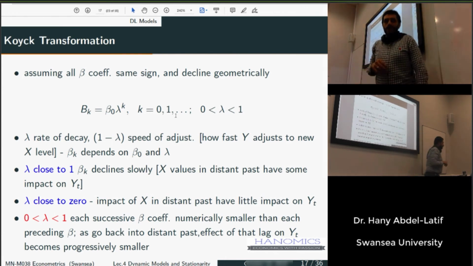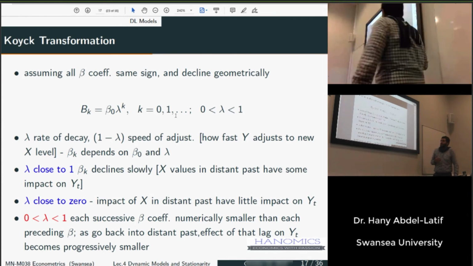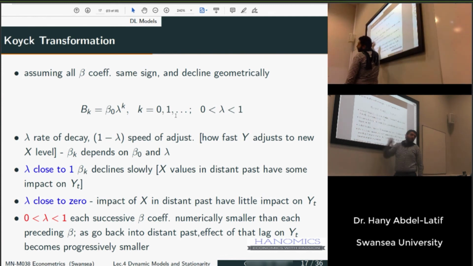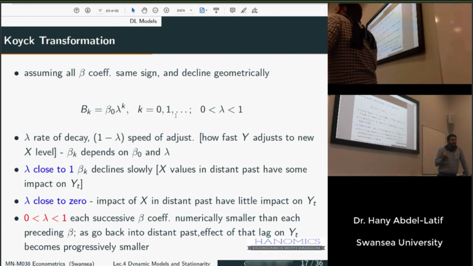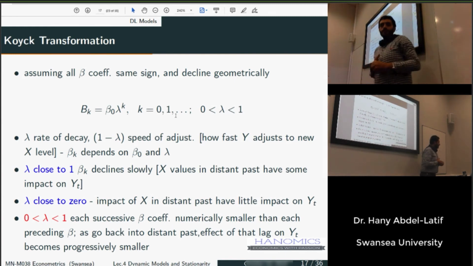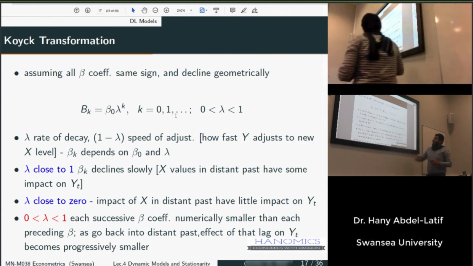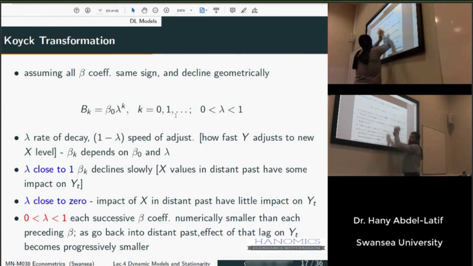Lambda here is a value between 0 and 1, and it's called the rate of decay. Okay, how much it becomes smaller every time. And 1 minus lambda in this case is called the speed of adjustment. Okay, how fast or how quick the yt, your dependent variable, adjusts to changes in your independent variable. And in that case, the value of this beta k depends on these two things, beta naught and lambda.